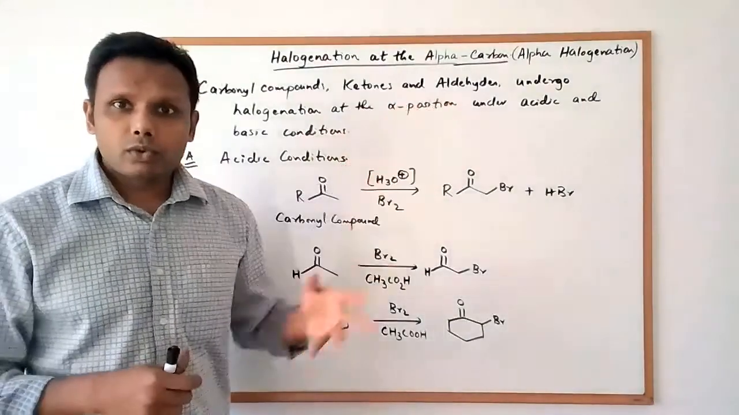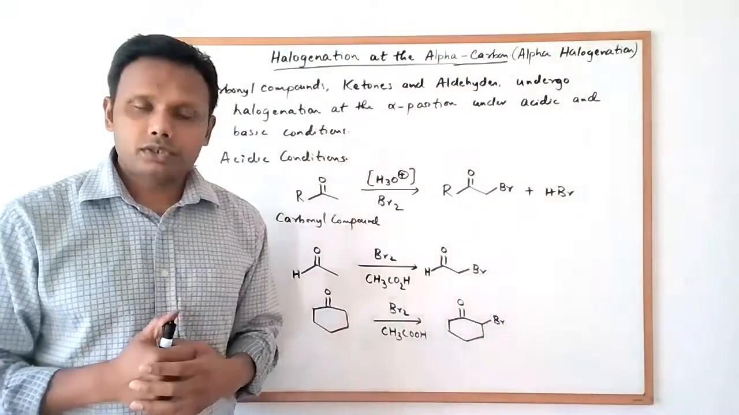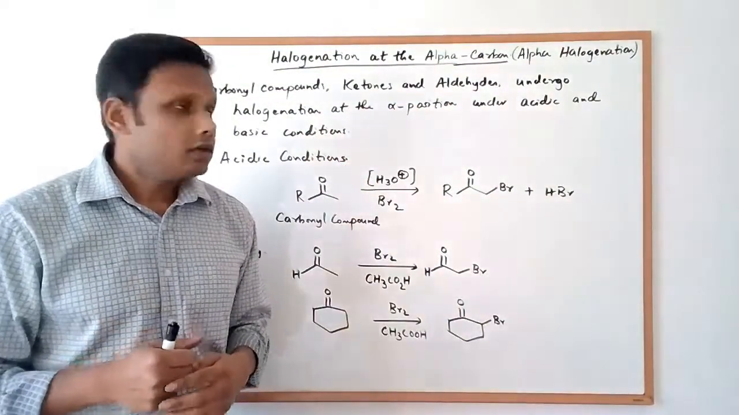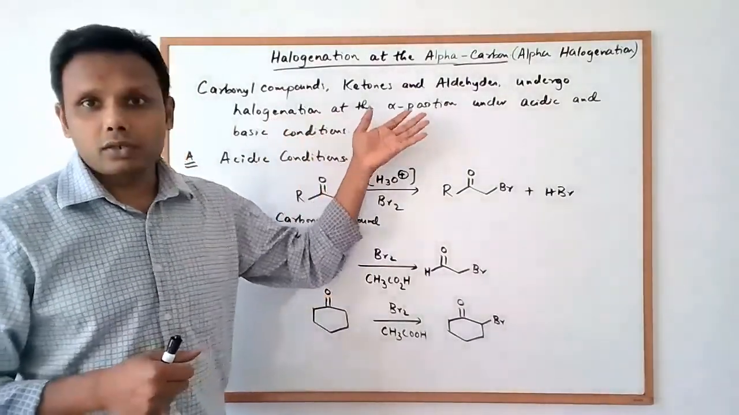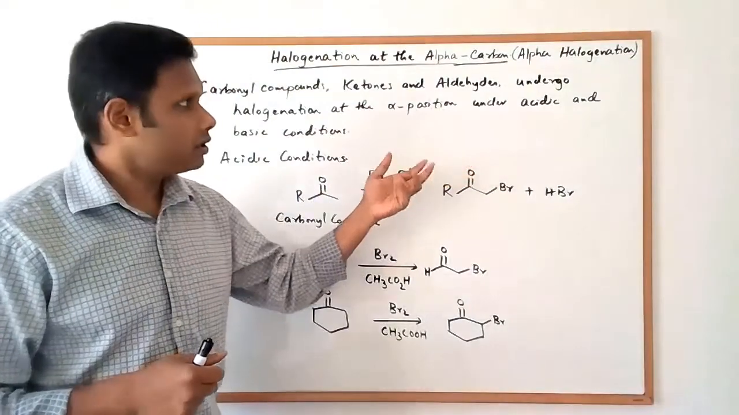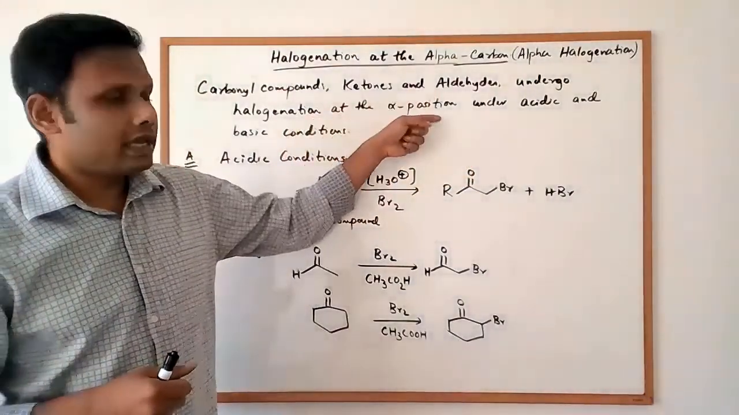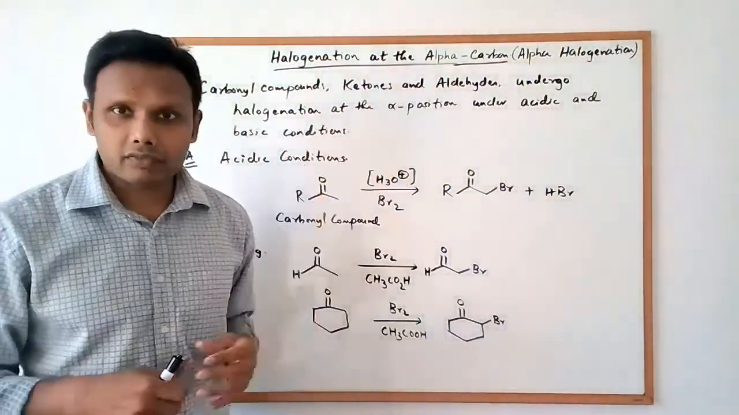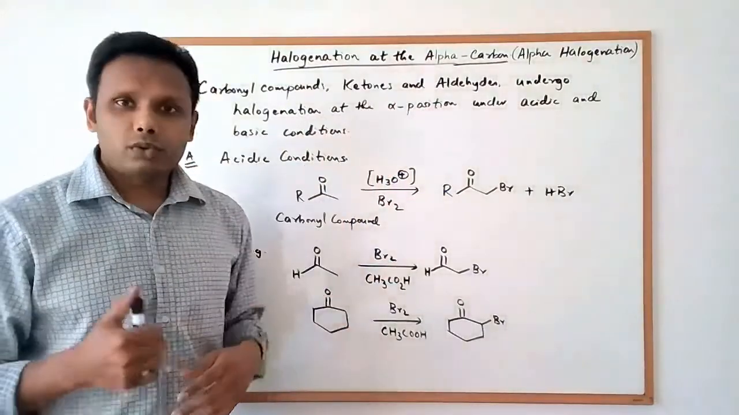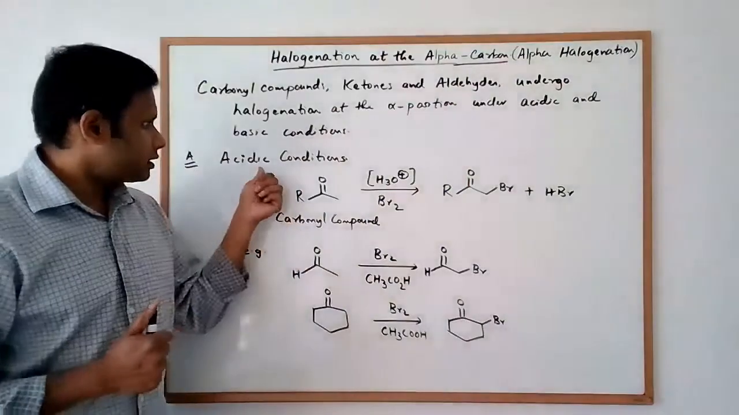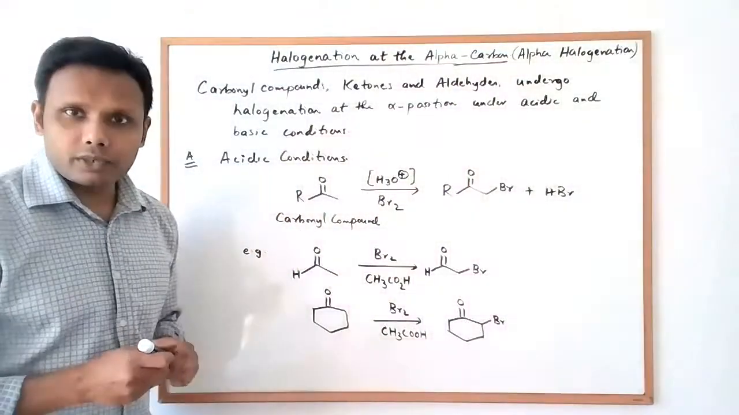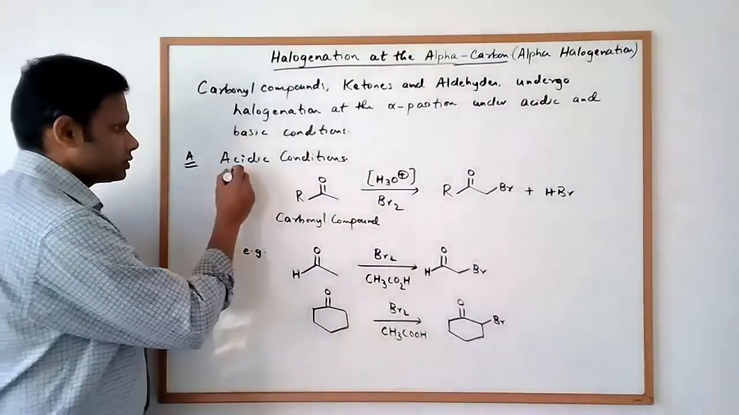When a ketone or aldehyde, a carbonyl compound in general, is treated with a halogen under acidic conditions, it can undergo the alpha-halogenation. They will undergo halogenation at the alpha position, which means the alpha carbon, under both acidic and basic conditions. We're going to start off by looking at the acidic conditions. How does this reaction proceed under acidic conditions?